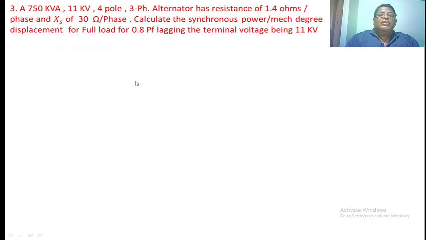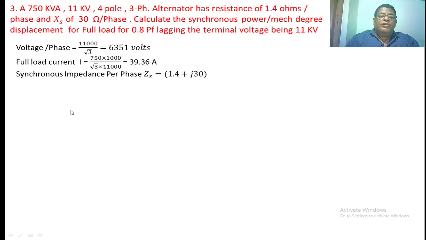Now come to the third numerical. A 750 kVA, 11 kV, 4 pole, 3 phase alternator has a resistance of 1.4 ohm per phase and synchronous reactance of 30 ohms per phase. Calculate the synchronizing power per mechanical degree displacement for full load at 0.8 power factor lagging at a terminal voltage of 11 kV.